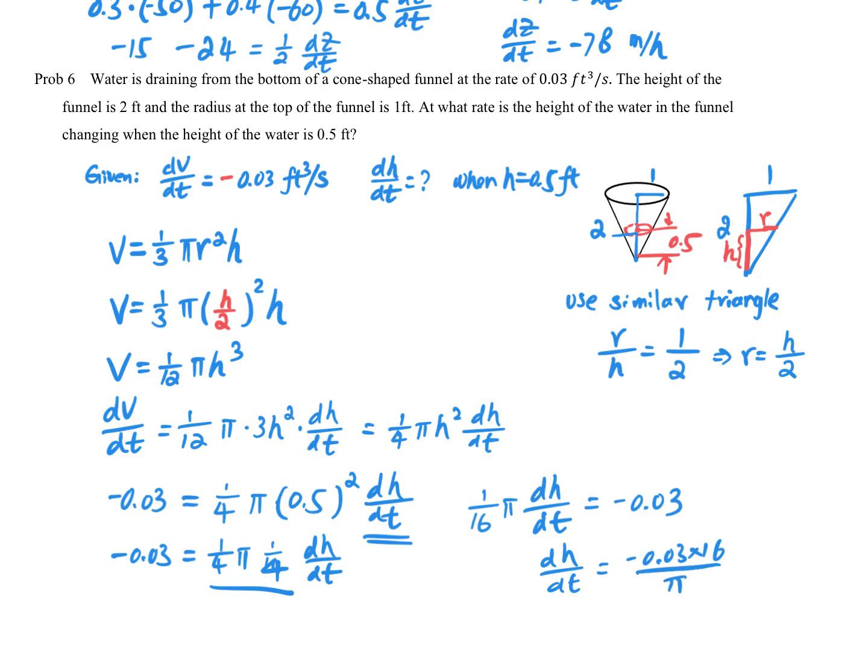If you use a calculator, this is about negative 0.153-ish feet per second. And again, the negative sign means the height of the water level is decreasing.